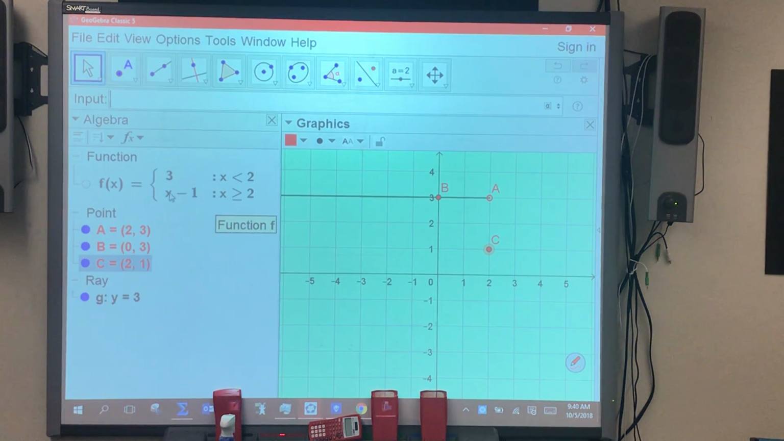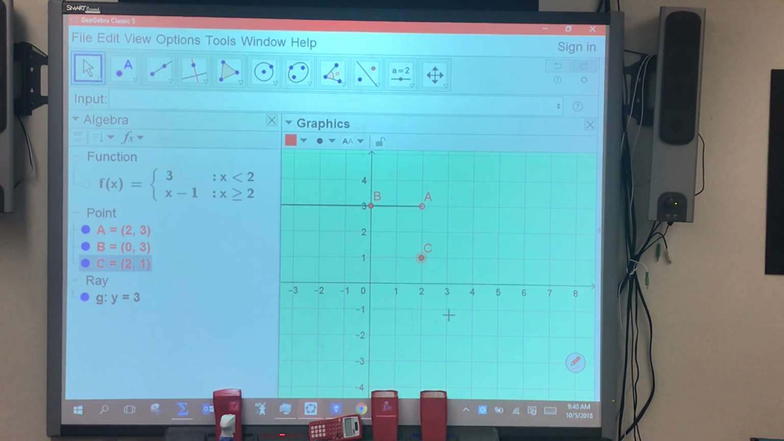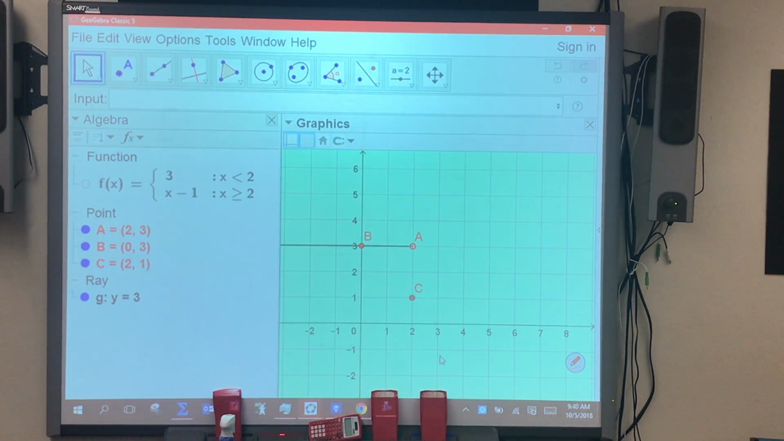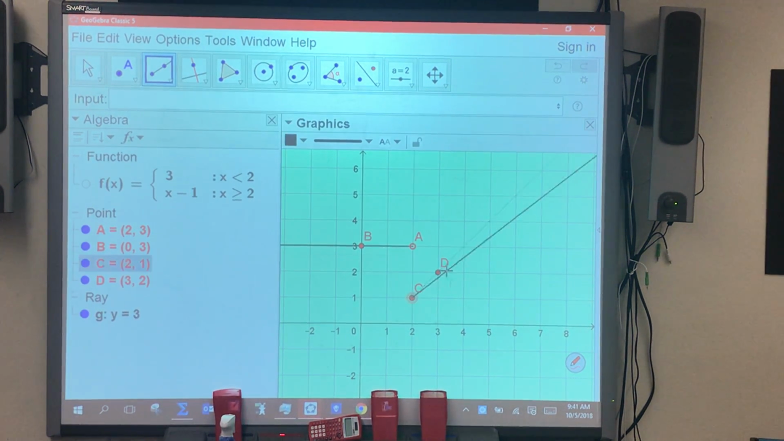Now, this is again a line, right? So how many other points do I need to graph a line? Just need one more. So what x value do you want to choose? 3, that's fine. So I plug 3 in, what do I get? I get 2 back, right? I plug 4 in, I get 3 back, right? Any of those will work. So 3 comma 2, is that enough to make that line right there?